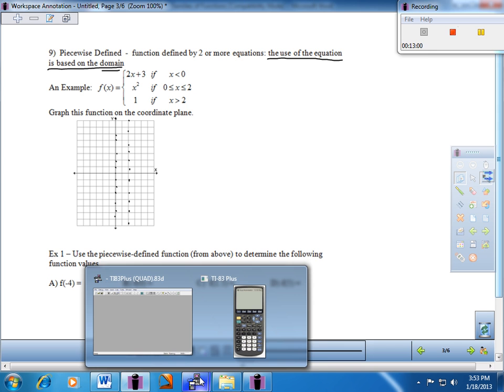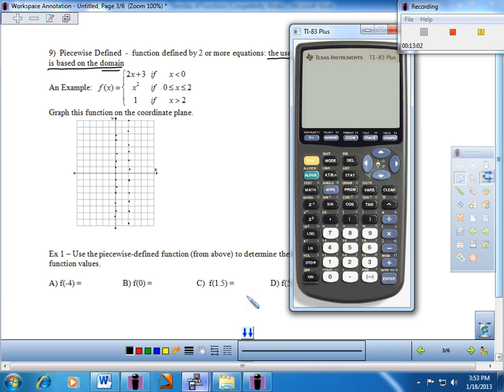I'm going to bring up my calculator and encourage you to do the same. So the first part of this, the first graphical piece that we have to figure out is from the 2x plus 3. Now we should all pretty much know what 2x plus 3 looks like. Y-intercept of 3, slope of 2, looks great.